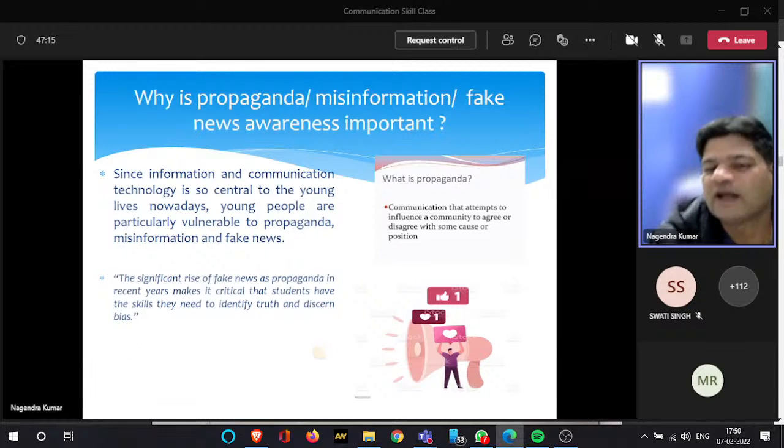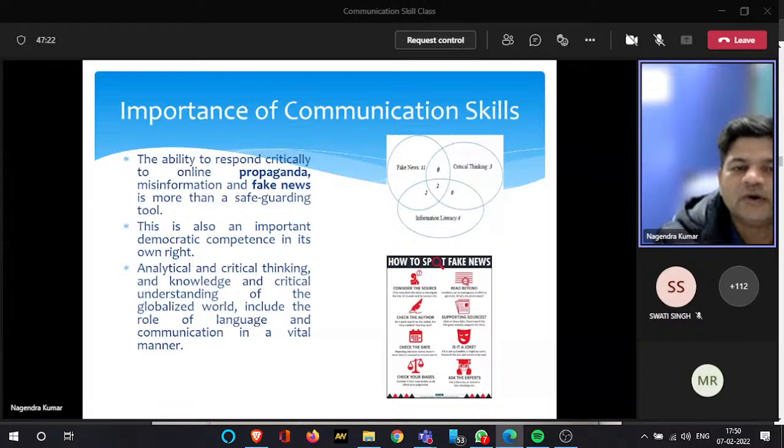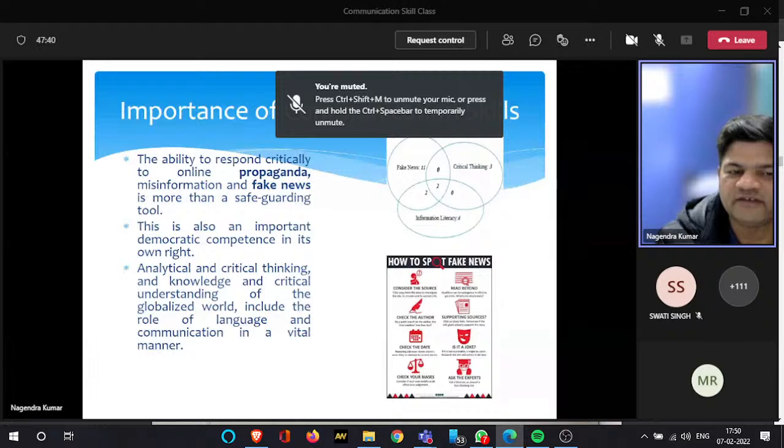So propaganda of any form is not good. Now, what is the importance of communication skills in the whole debate of fake news? So the ability to respond critically to online propaganda, misinformation, and fake news is more than a safeguarding tool. And this is also an important democratic competence in its own right.